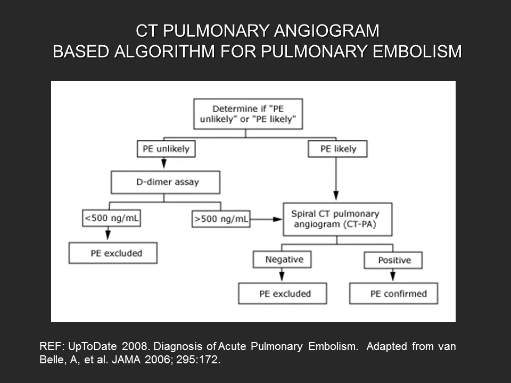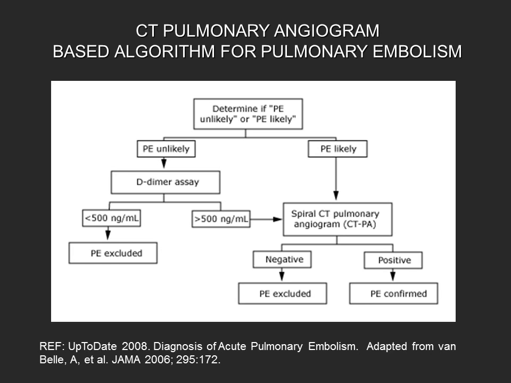In CT experienced institutions, patients are first categorized as either unlikely or likely to have PE. This distinction is based on Wells criteria, with PE being unlikely if Wells score is less than or equal to 4, and PE being likely if Wells score is greater than 4. If PE is unlikely, a D-dimer level is ordered.